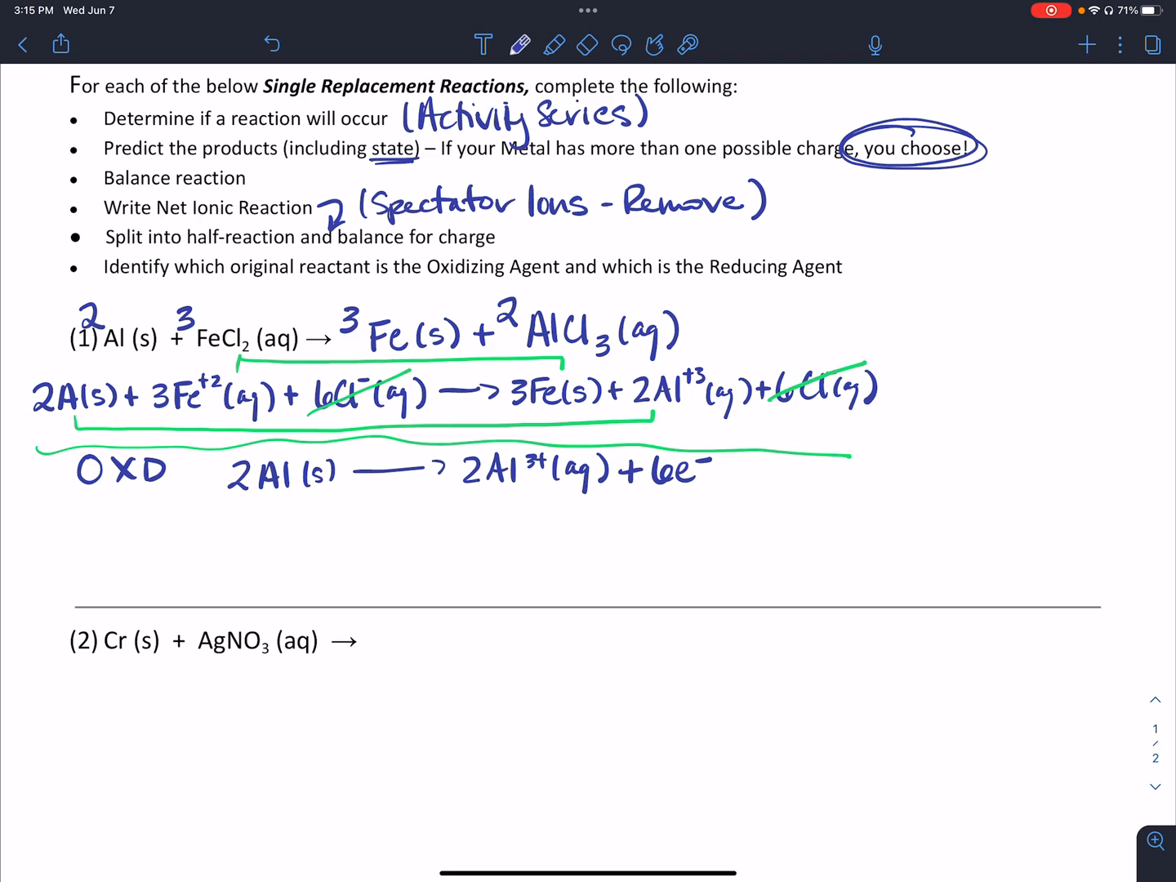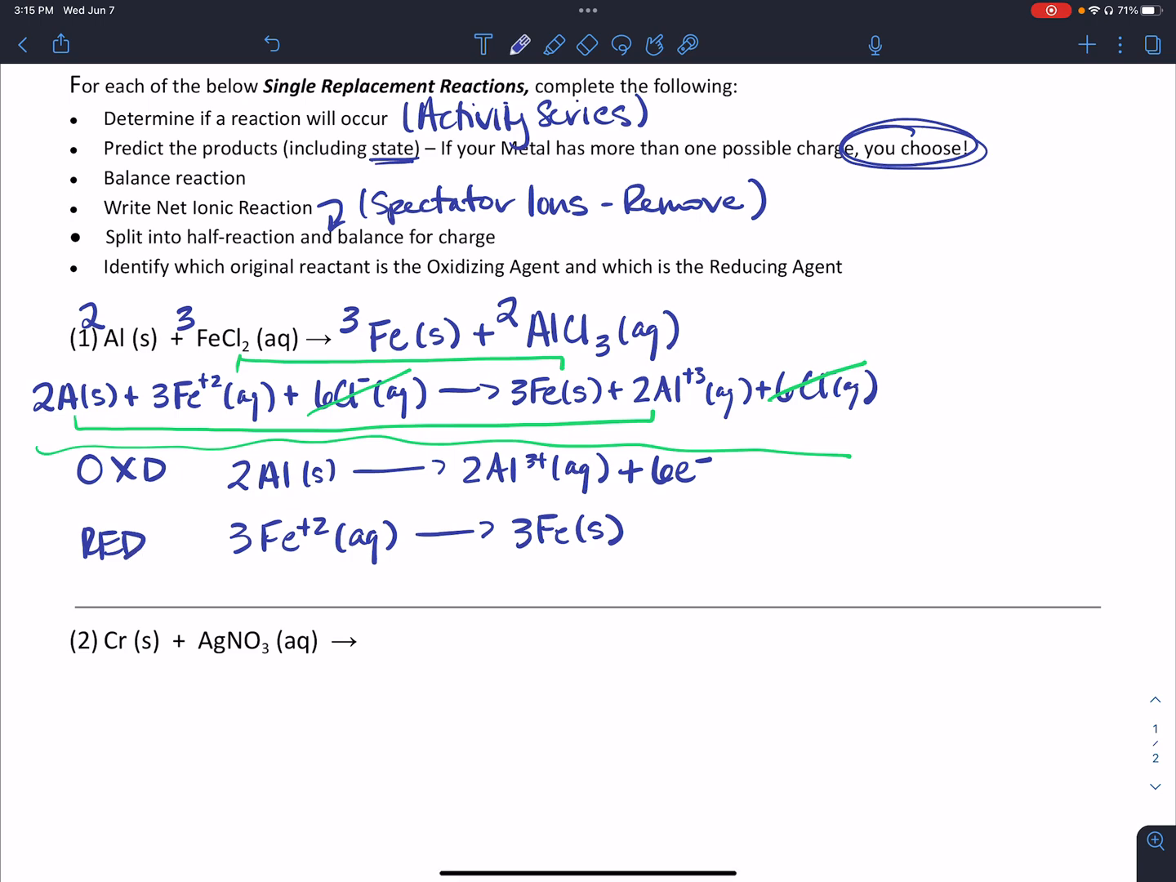All right, now I have my second half reaction, 3 iron, not plus 3, sorry, plus 2, plus 2 yields 3 iron solid. And if I look here, I'm going from an oxidation number of +2 to an oxidation number of 0. So I'm dropping my oxidation number, which means it's gaining electrons. So this is going to be my reduction.